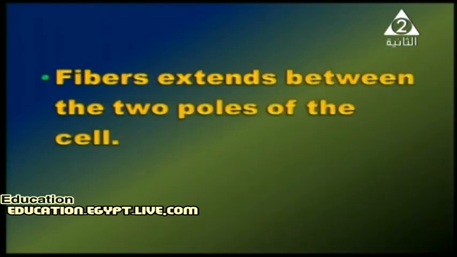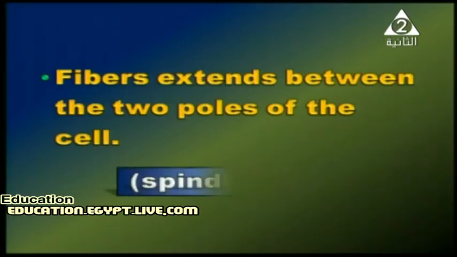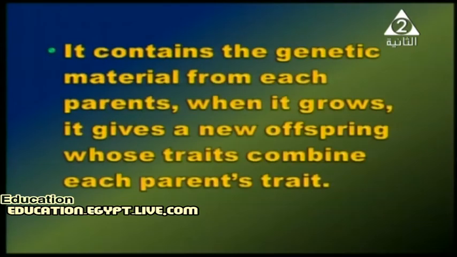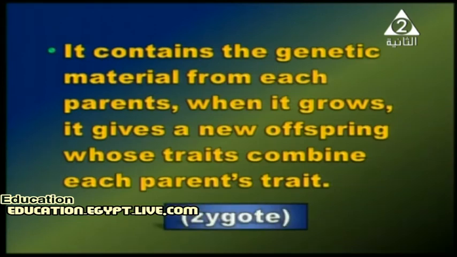Fibers extend between the two poles of the cell: the spindle fibers. It contains the genetic material from each parent. When it grows, it gives a new offspring whose traits combine each parent's traits. What is it? It is the zygote.